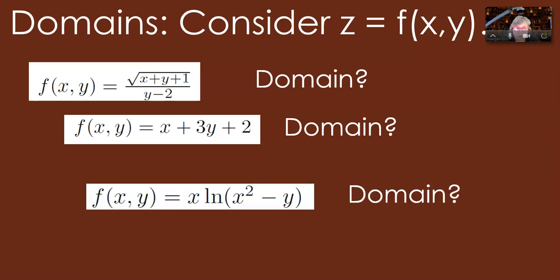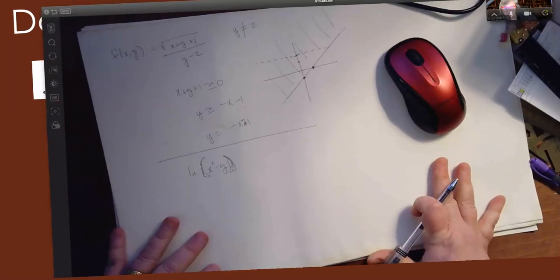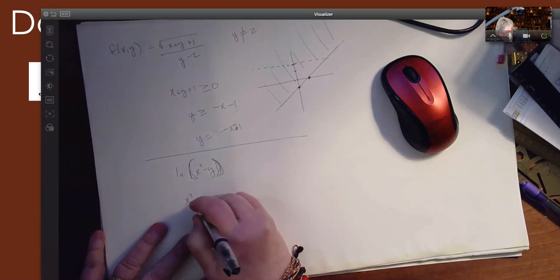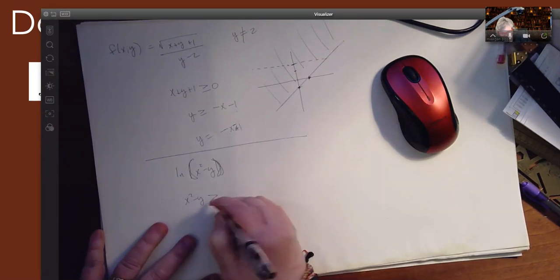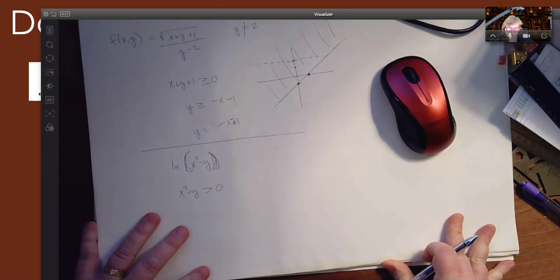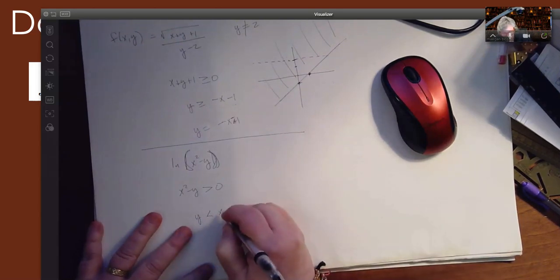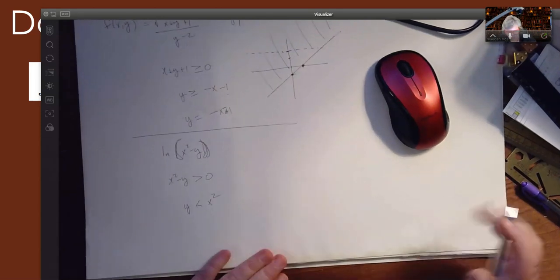Next, x times the natural log of x squared minus y. The x in the front I don't care about. What I do care about is this x squared minus y. I can only plug positive things into a natural log. So I have the natural log of x squared minus y. That means x squared minus y must be strictly positive. It can't equal 0 either. So that means y is less than x squared.